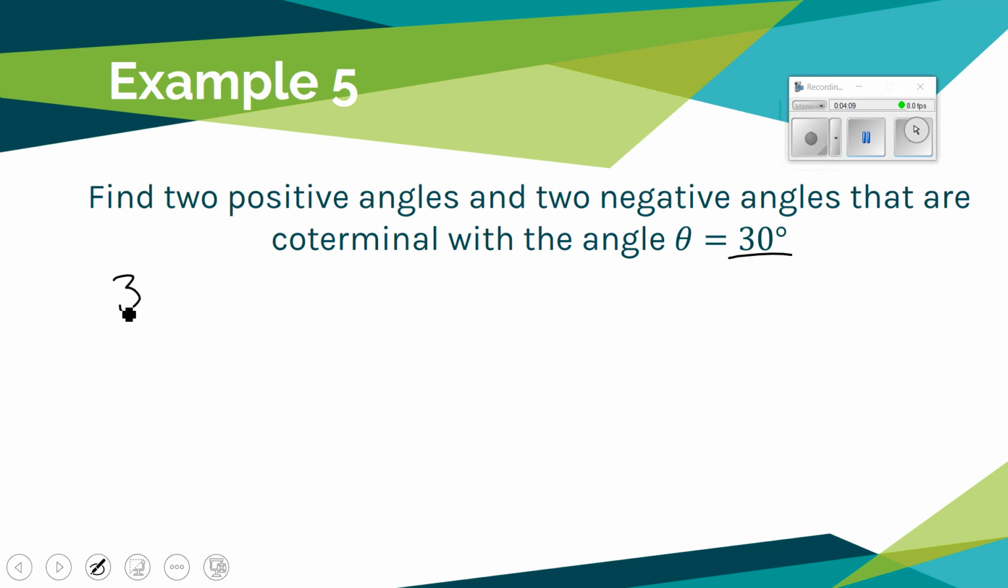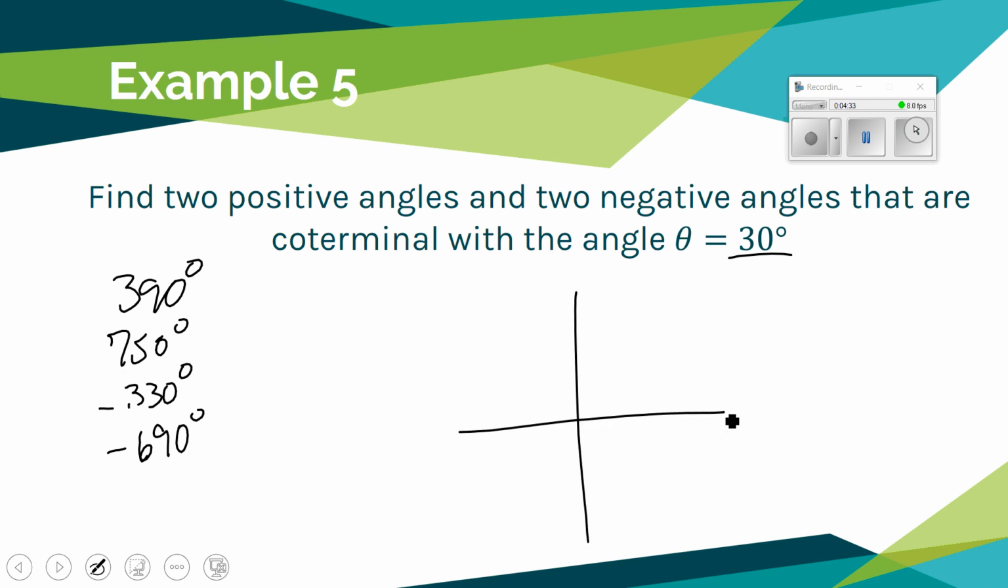I hear 390. What else? 750. Negative 330. Negative 690. Did anybody come up with those numbers? Two of them. Which two did you come up with? Okay, so you got the 390 and the negative 330? Okay, good, that's good.